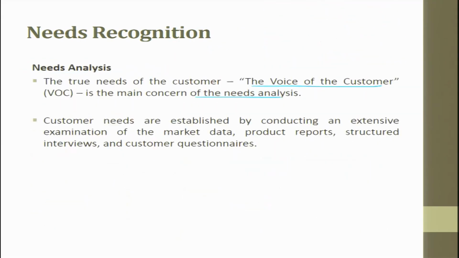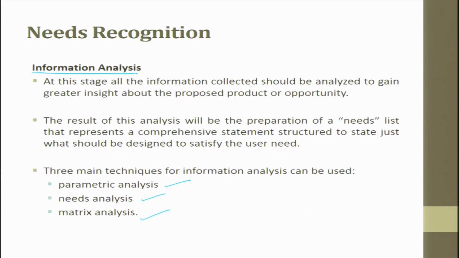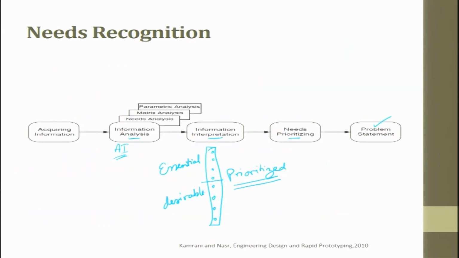So, if you go back, this is a very, very important cycle which we have gone through. It is the need recognition. So, in the need recognition, we had acquiring information, then information analysis, information interpretation, need prioritization, and problem statement forming. So, we would stop here.